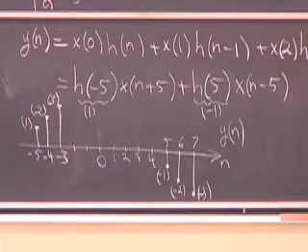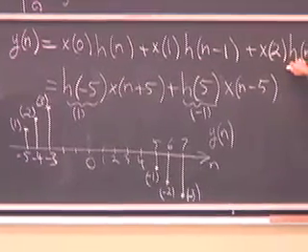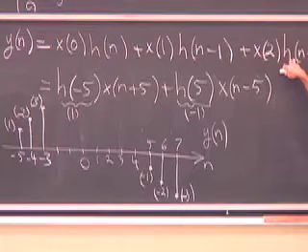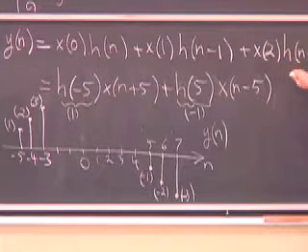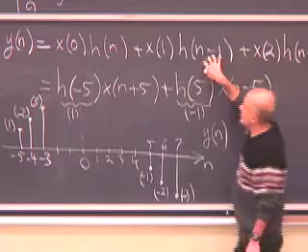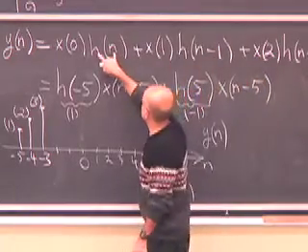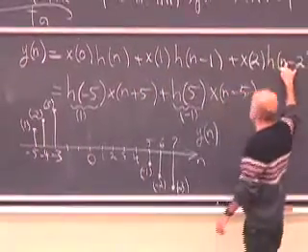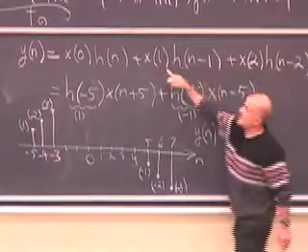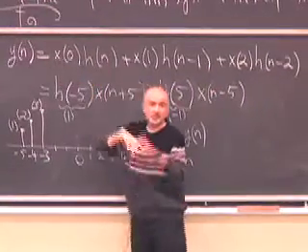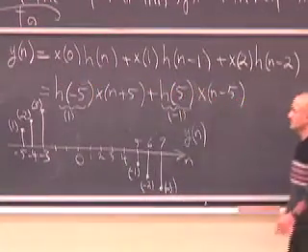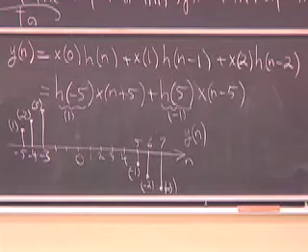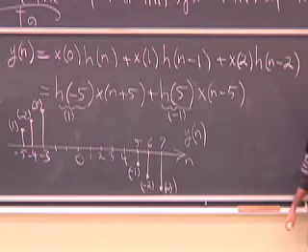Now, if you wanted to do it with this form of convolution, you would have had to do more work. You would have had to shift H to the left, and you would have had to delay H twice, scale it by these numbers, and then add them all up. So this form was simpler.